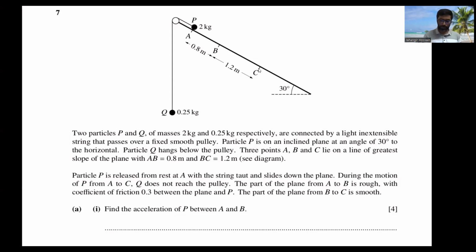And now, to find the acceleration, first we need to figure out the forces acting on the particles. If you consider Q, Q is moving vertically, and since there is no mention of air resistance, we are neglecting it. So the forces on Q are its weight, which is 0.25 into 10, that's 2.5 Newton, and there is tension in the string. And on P, the forces are, what are the forces? There is tension in the string, there is a component of weight down the plane, 20 sin 30.